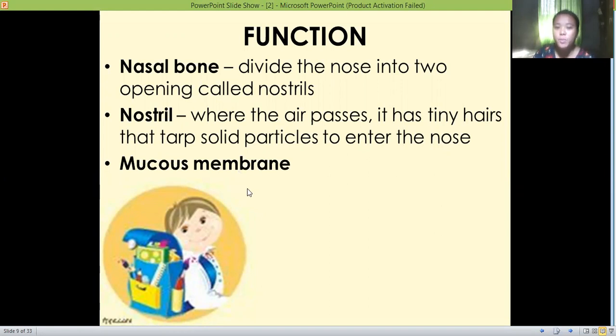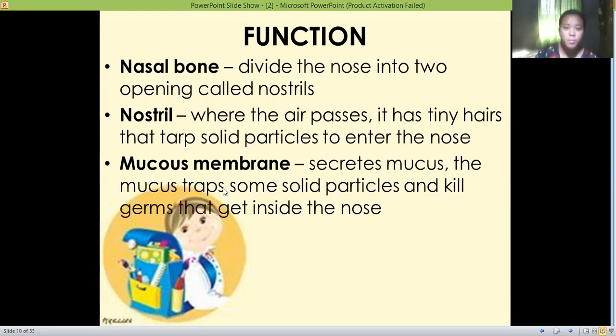Now, the third one is the mucous membrane. What is the mucous membrane? It secretes mucus. Okay? Naglalabas siya ng mucus. And the mucus traps some solid particles like your tiny hairs inside your nostril, and it can kill the germs inside your nose. Okay? Dalawa yung function ng mucous membrane. Tatlo pala.